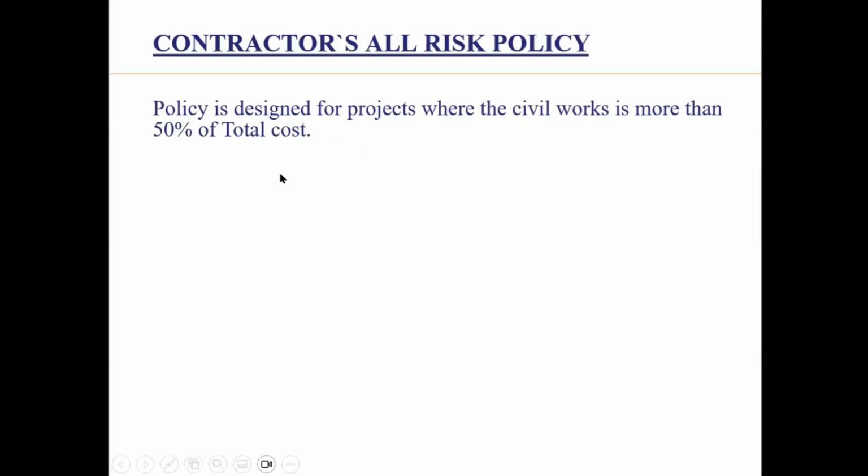So the thumb rule is, in such cases, if the civil work exceeds 50%, it is just a thumb rule, not very strictly followed. But as a thumb rule, if the cost involved for civil work is more than 50%, we give CAR, and on the contrary, vice versa, if the engineering portion is more than 50%, we give EAR, because in all engineering projects, like erection of a thermal power plant, you require civil as well as mechanical work. So in that case, mechanical work is more than half, so we give EAR policy, not CAR policy.